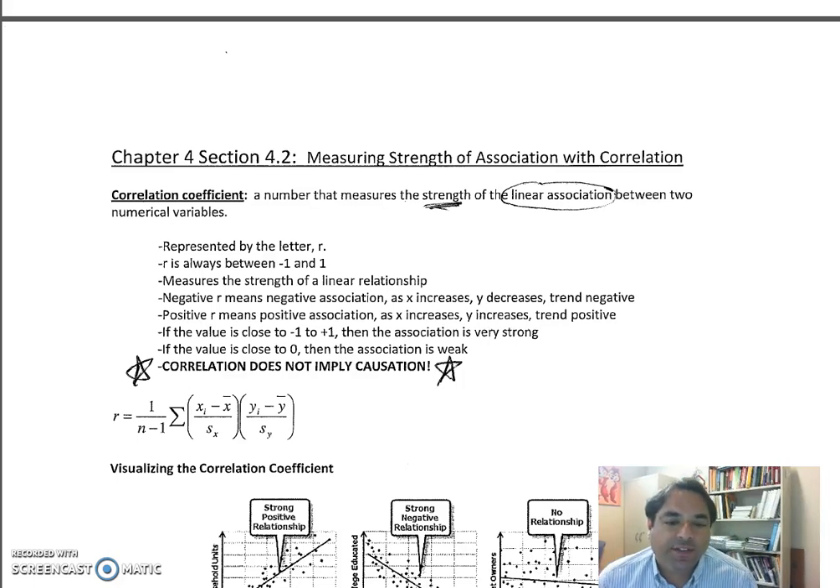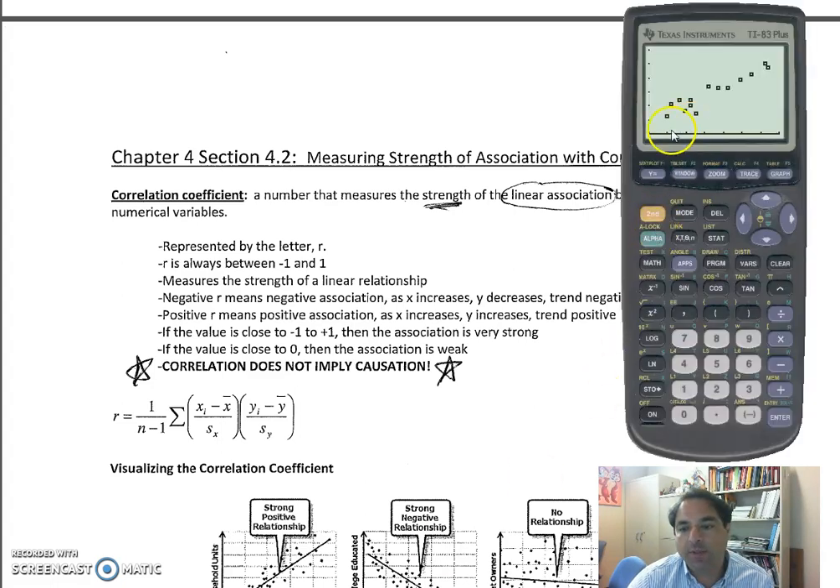Hello. This is video chapter 4, section 4.2 in statistics, measuring strength of association with correlation. So where we left off, we had our number of powerboats registered and number of manatees killed, and we said this is a strong relationship. But you may not like that answer. You may say, what do you mean strong? Is it really strong, kind of strong, sort of strong?